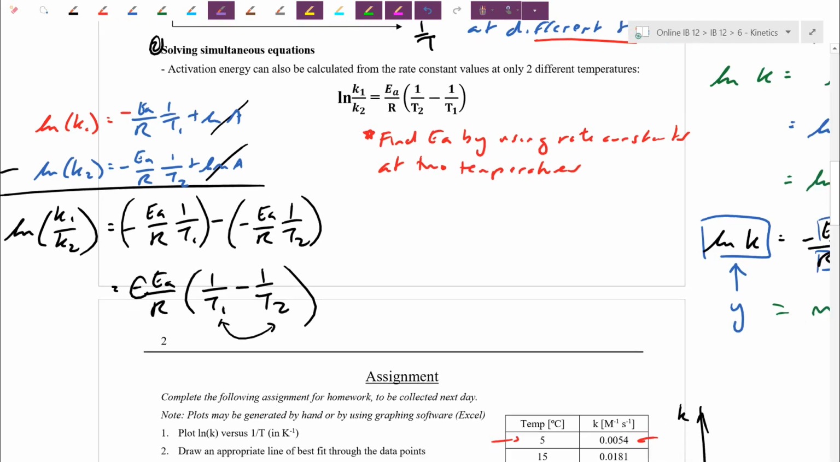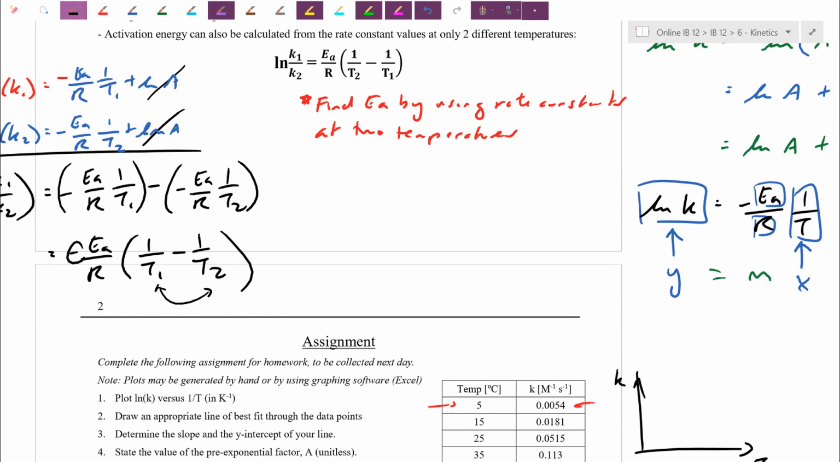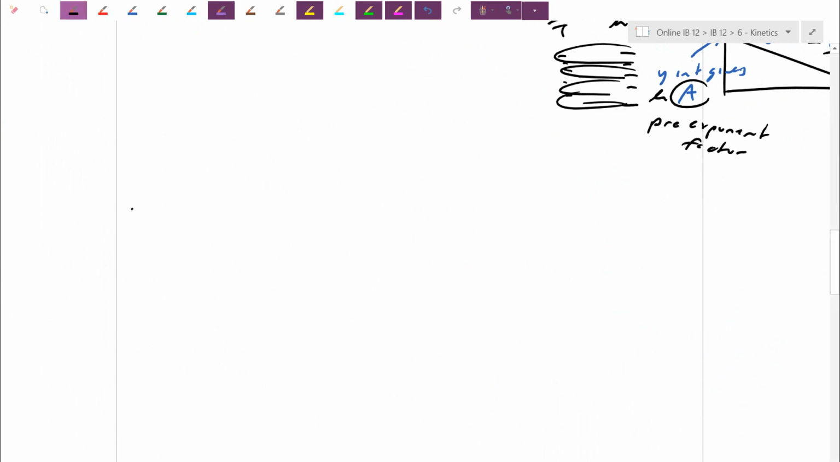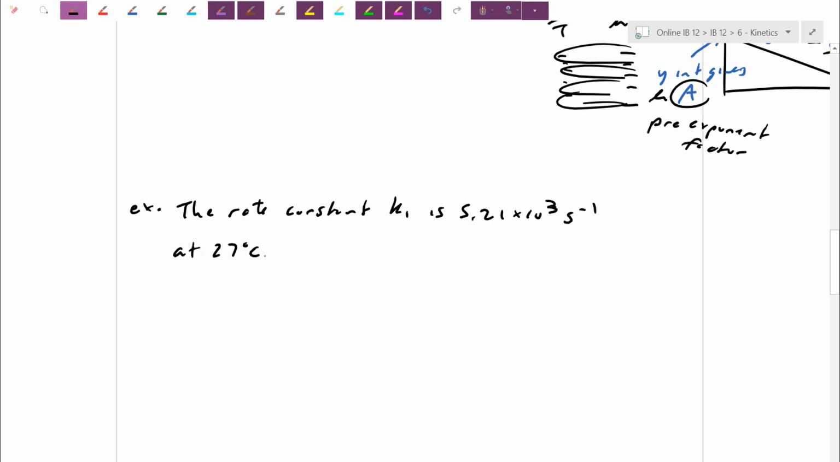Right? So let me end off by giving you one example of this. I'm just out of space here, so I'm going to do it on the side. I want you to try this experiment. The rate constant K1 is 5.21 times 10 to the 3 seconds to the minus 1 at 27 degrees Celsius. And the rate constant K2, everything other than the concentration and the order, is 2.50 times 10 to the 4, also seconds to the minus 1.